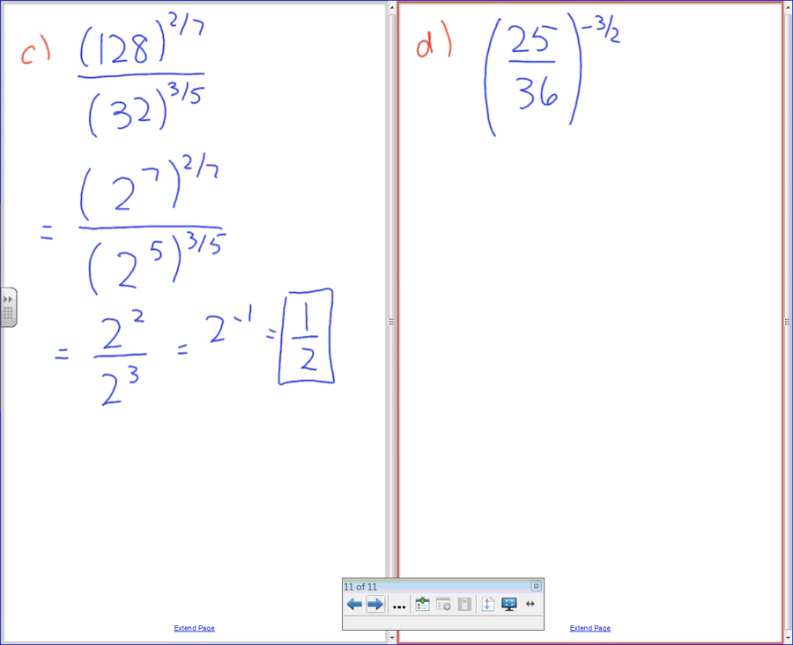Okay, please put a star beside this question, because you will see this in your future, I can guarantee. 25 over 36 to the negative 3 over 2. We didn't really talk about this yesterday, but I sort of hinted at it.